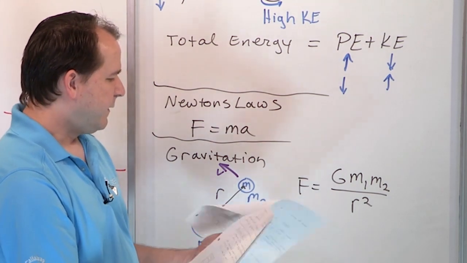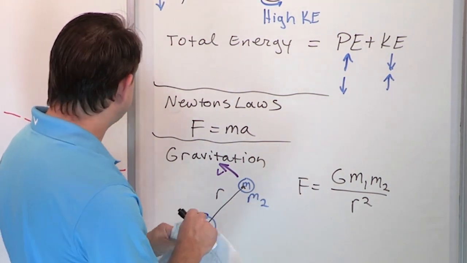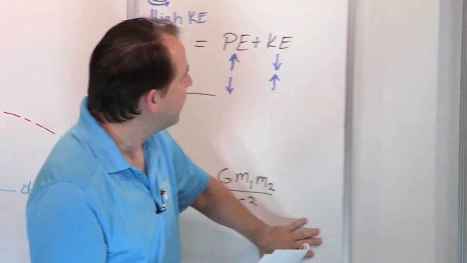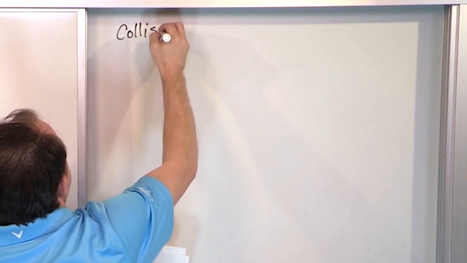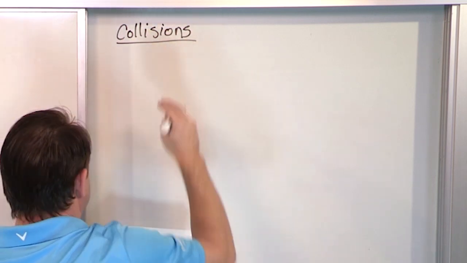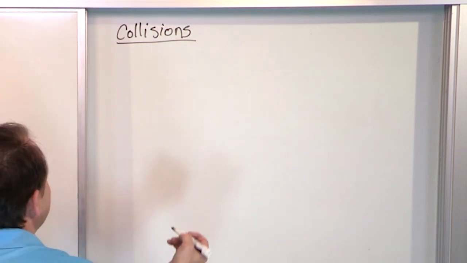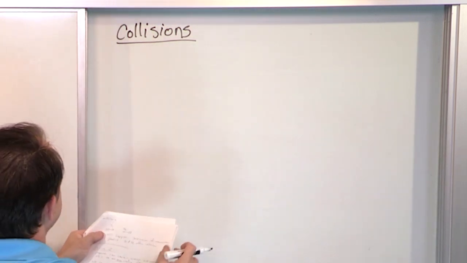Okay? So now we talked about gravitation, right? Newton's law of gravity. And then, after we talk about gravity, we talk about collisions. Collisions in physics. And what do I mean by collision? I'm saying, what happens when you smash two things into each other?